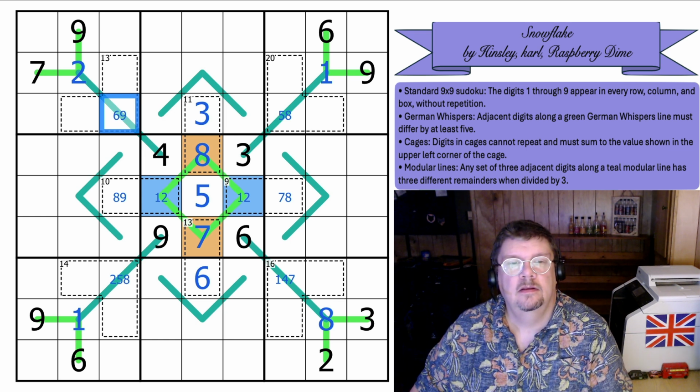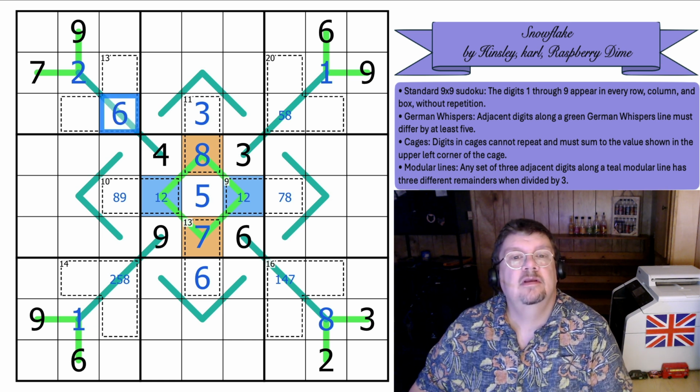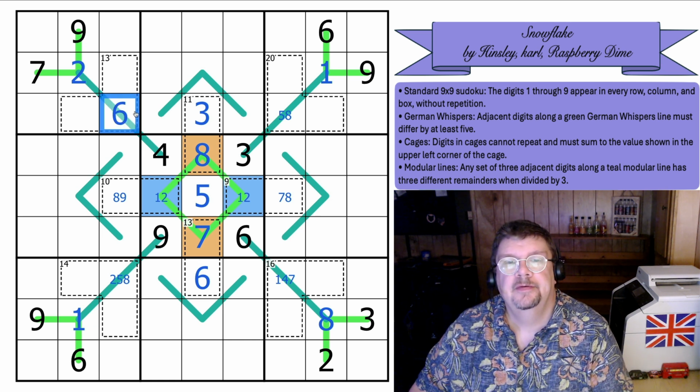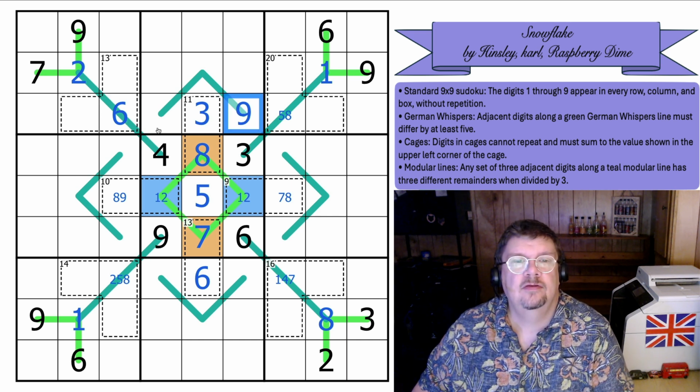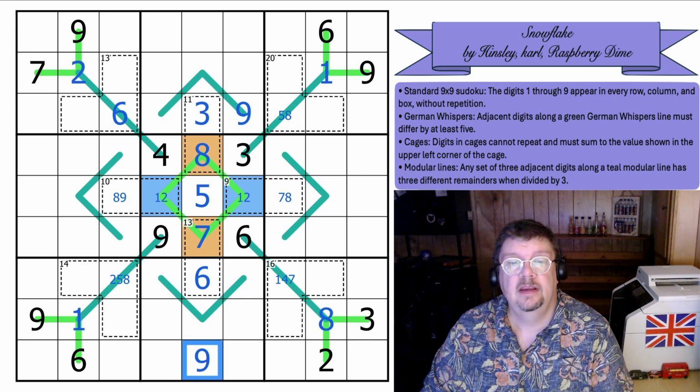Okay, let's do some sudoku. In fact, it's not 9 because that's in the box. So 9 can only go here in this row, and that places a 9 here. Okay.